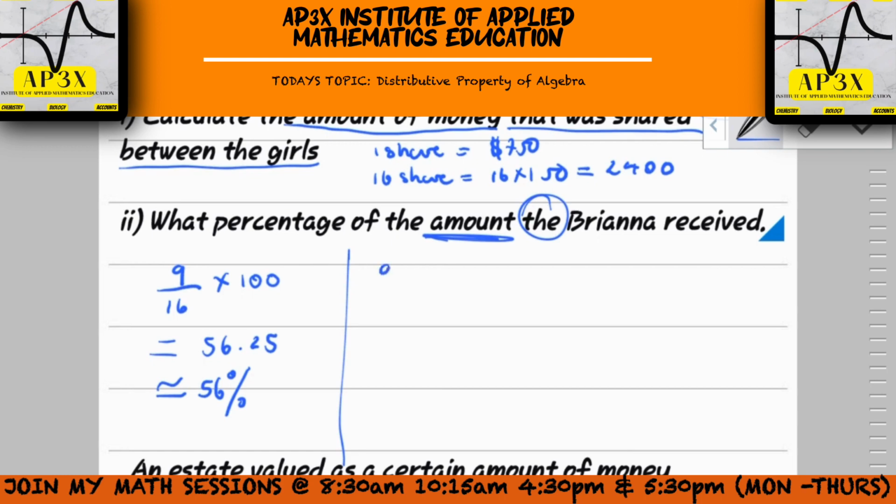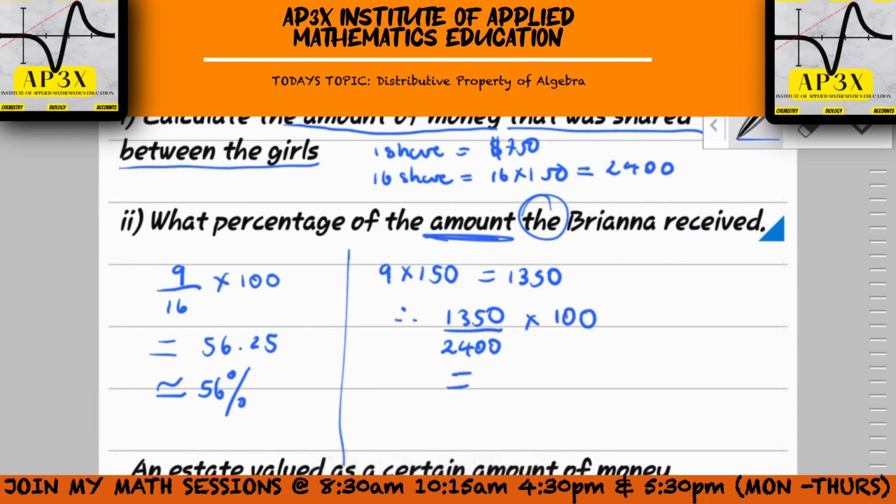Now, since we already know that 9 shares is what Brianna received, and we know that the value of 1 share is in fact 150, then of course 9 times 150 will give us a total of $1,350. So basically then we are saying that Brianna would have received $1,350 out of the total of $2,400, and to convert her amount as a percentage we multiply it by 100.